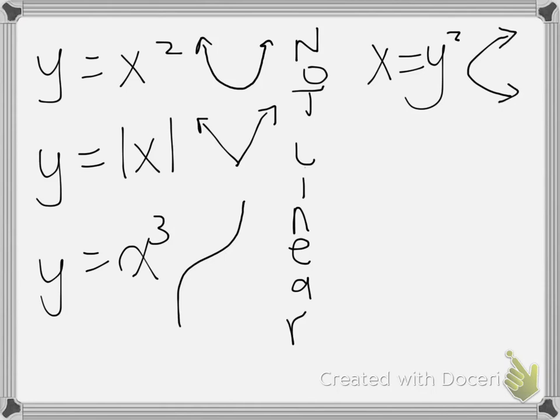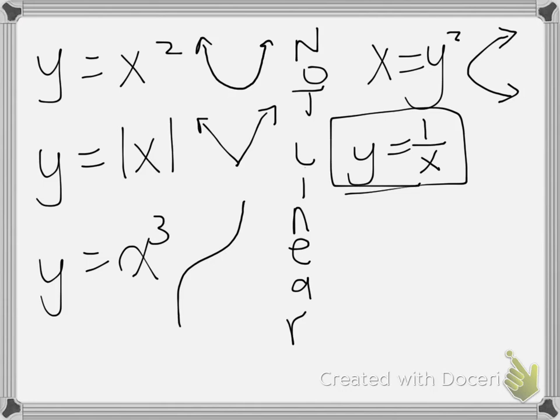Then you may have y equals 1 over x. This also would not be linear. So this one is going to lead me into the discussion of how to tell. Let's say that you forget what the graph of it looks like to tell if it's linear or not. It is linear as long as x and y are to the first power.